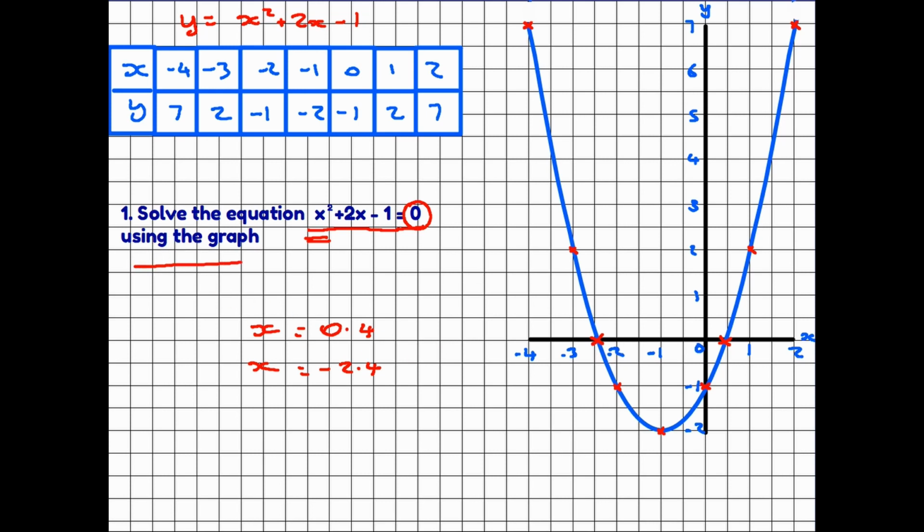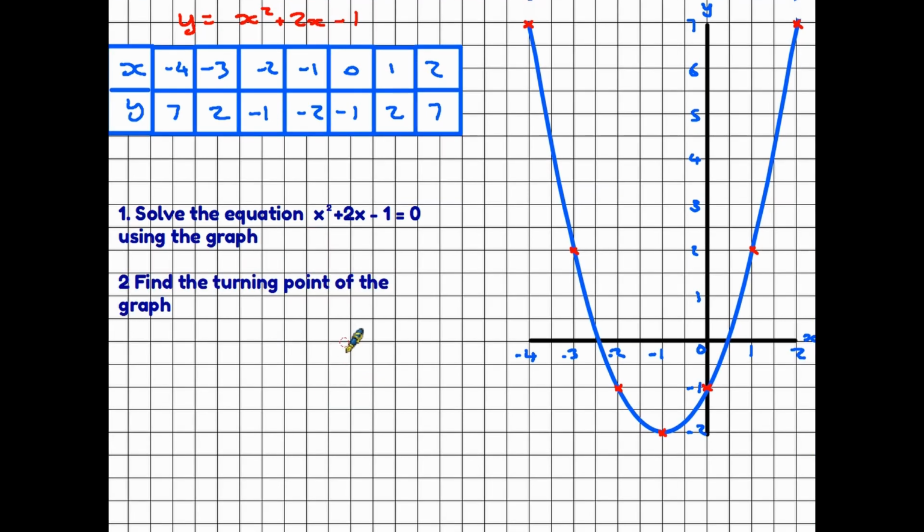So, to summarize: solving the equation means finding the x values when y is 0. We look at the graph, we look at the 2 points where the graph is crossing the x-axis, and we read off the x values.